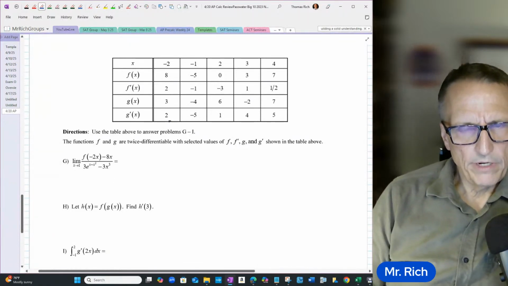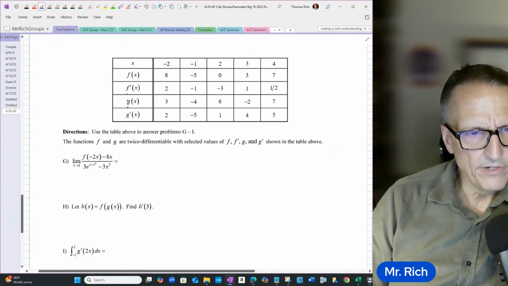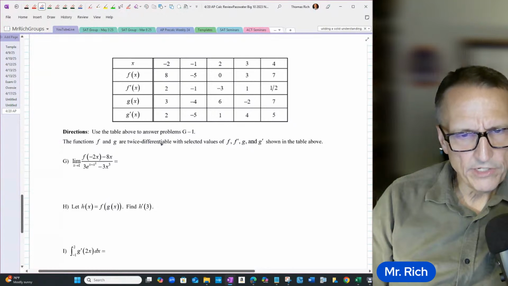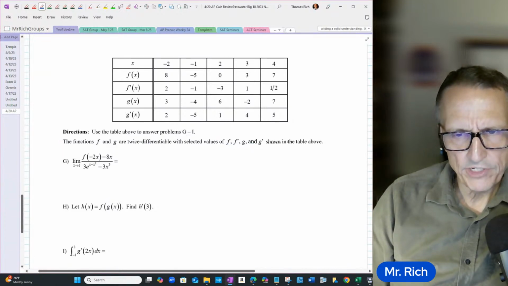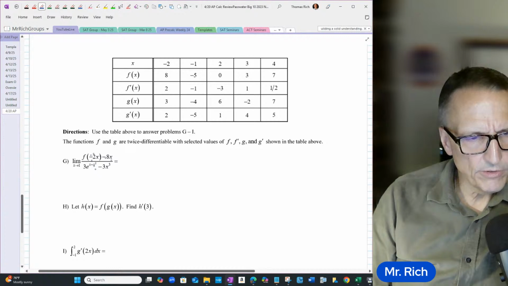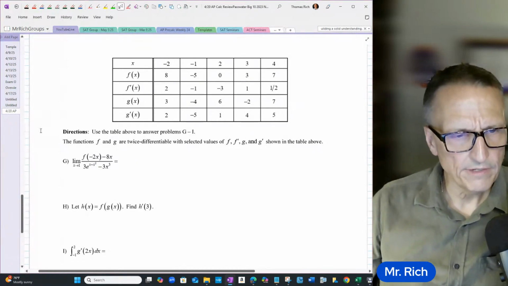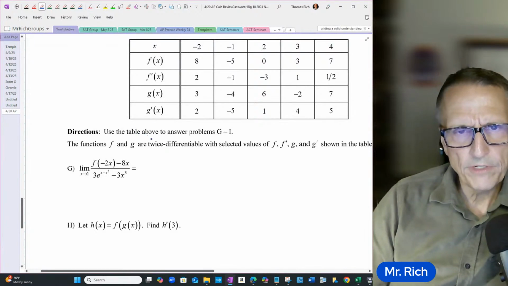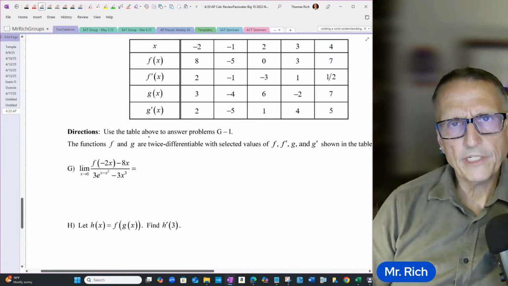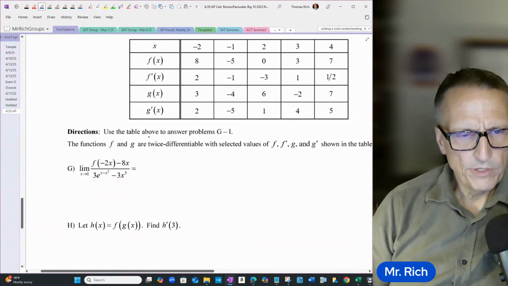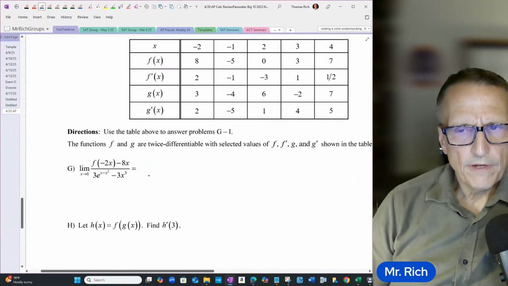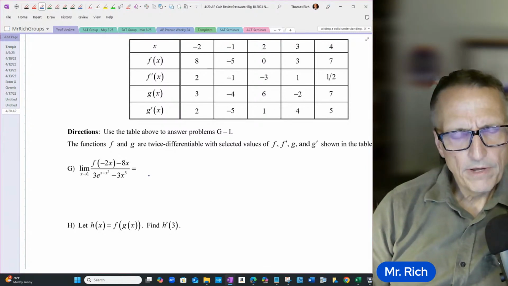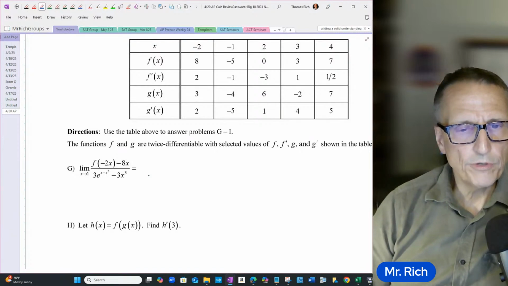We have a big table here of discrete values for f and g and the derivative of each. It says the functions f and g are twice differentiable with selected values of f prime and g prime as shown in the table. Find the limit as x goes to 1. The first thing we always try when evaluating limits, going back to Unit 1, is direct substitution. Now, this question looks like it's probably going to be L'Hopital's rule. You can expect a limit problem to involve some L'Hopital's rule and maybe a little bit of a twist that might make it seem different or unusual to you.